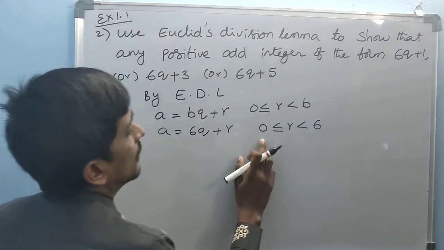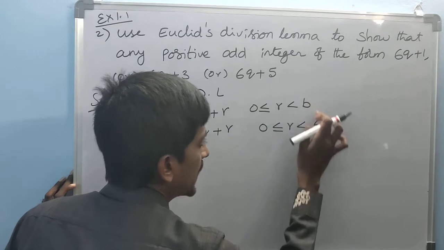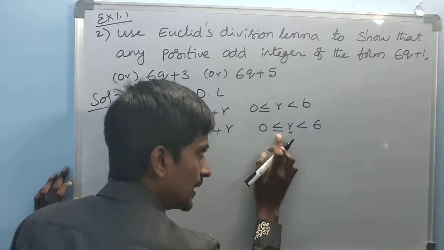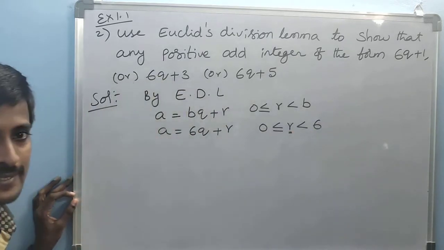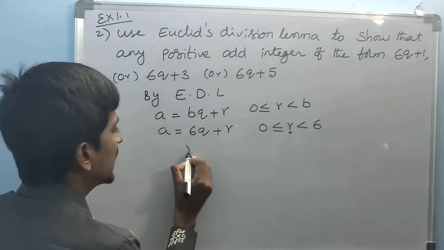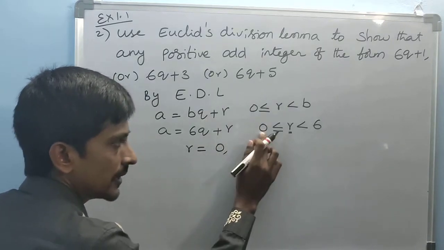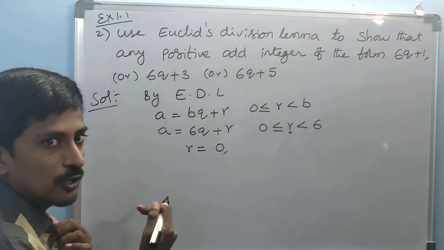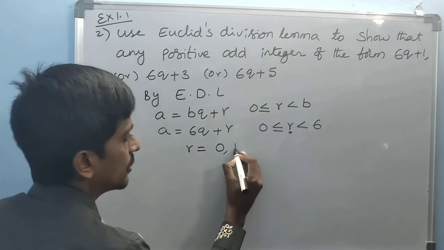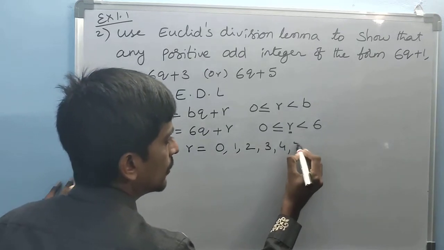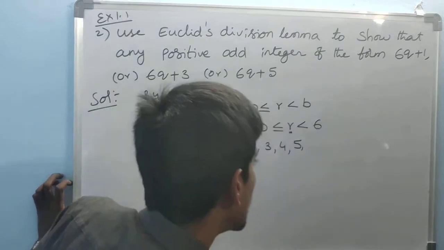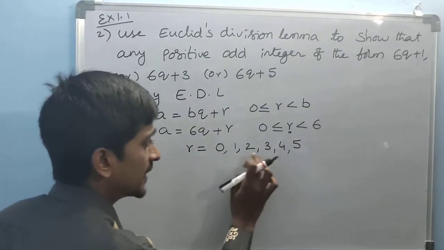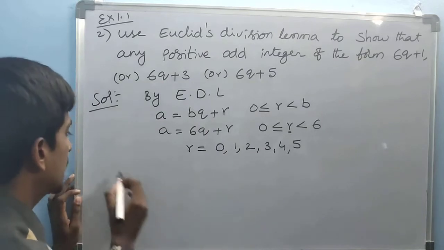Okay, B equals 6. So R is between 0 and less than 6. Less than 6 means 5, 4, 3, 2, 1. So R is 0, 1, 2, 3, 4, 5. Less than 6, so up to 5. So you will take these 6 cases. For example, case 1.